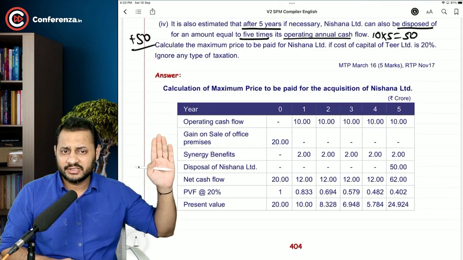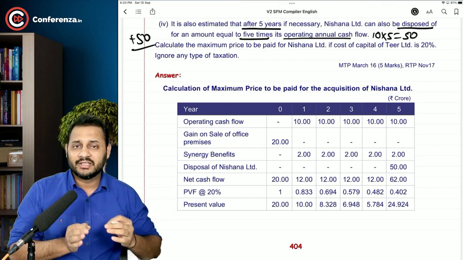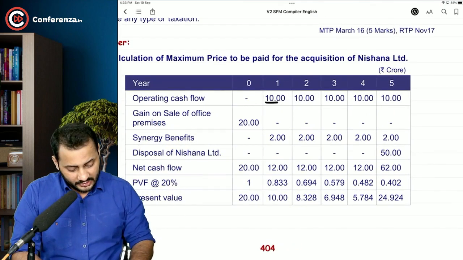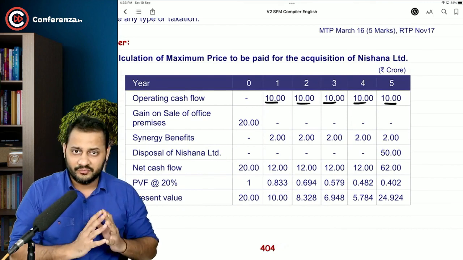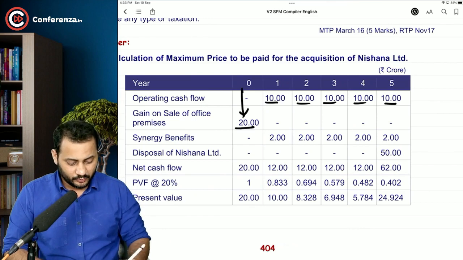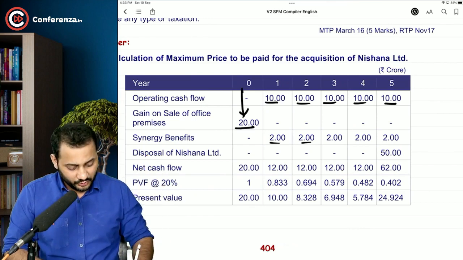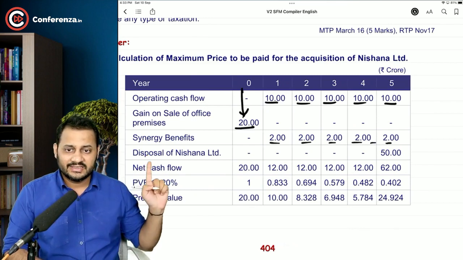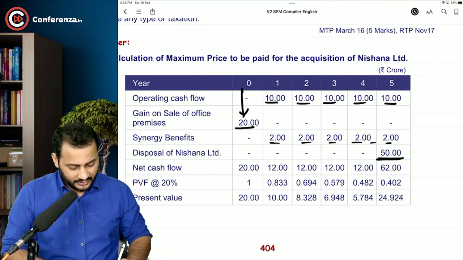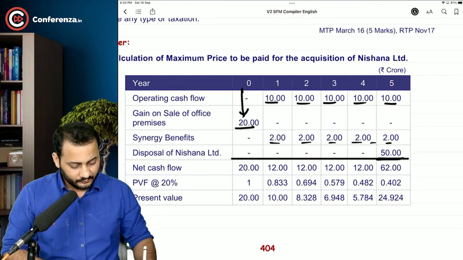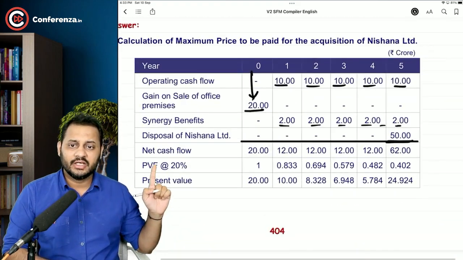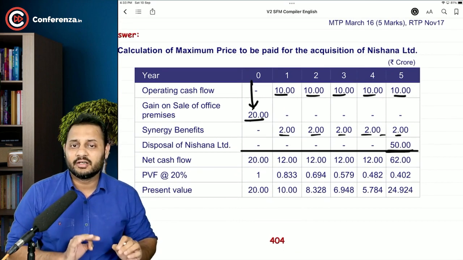So it is going to look like this. A very good presentation by the institute, which makes the question very simple. See, operating cash flows 10 crore for 5 years, gain on sale of the premises 20 crore at the 0th point, then synergy benefit 2 crore for the next 5 years, and disposal of the company 50 crore. This is going to be the net cash flow. That's it. One more thing is left. We are going to deduct these debentures at the end. So this will give you the value of the entire company.